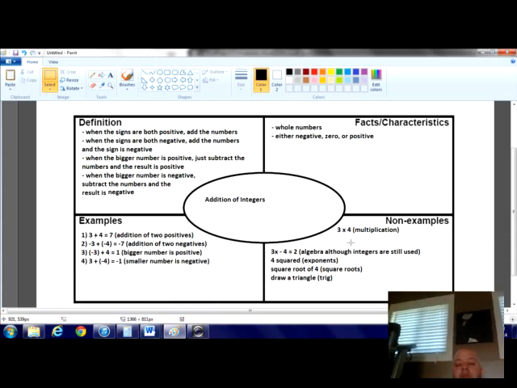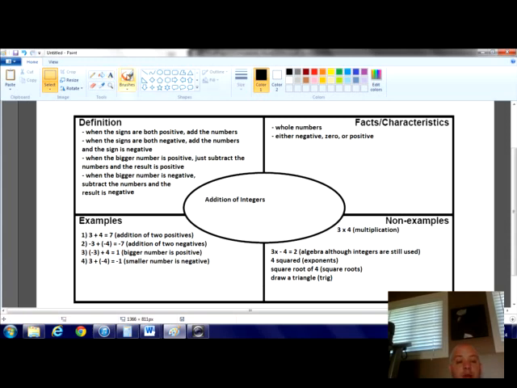For non-examples, these are things that are not addition of integers. So at the top, I did 3 times 4, and I justified why that was: it's multiplication. 3x minus 4 equals 2 is algebra, though integers are still used. 4 squared, I couldn't find my squared button on here, sorry about that, which is exponents. Square root of 4, those are square roots. And then I drew a triangle, and that would be trig.